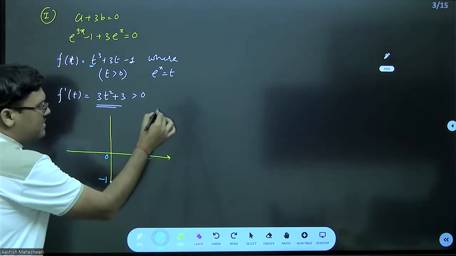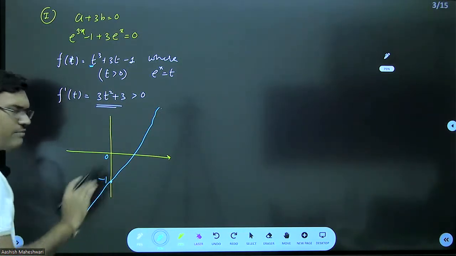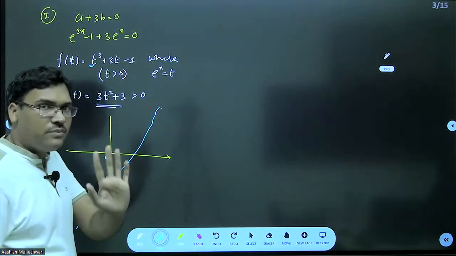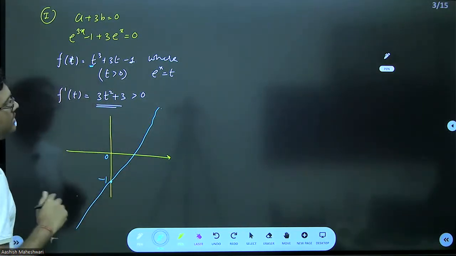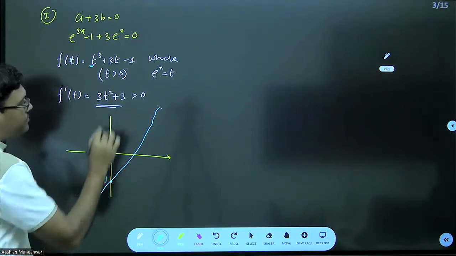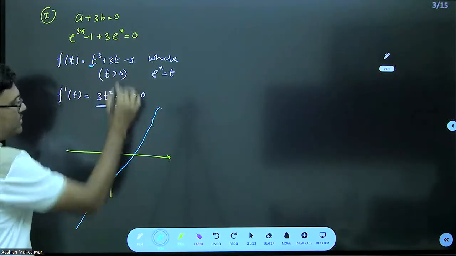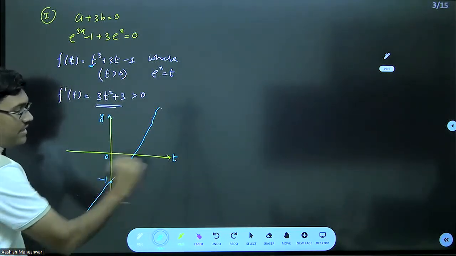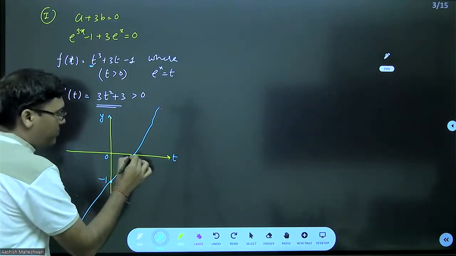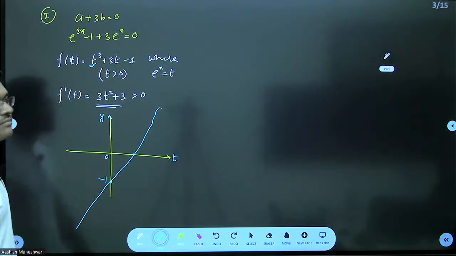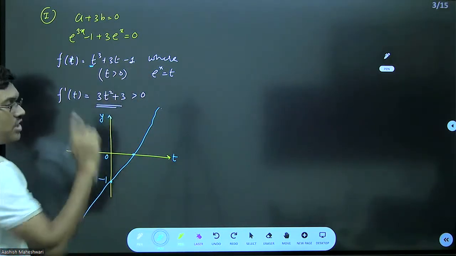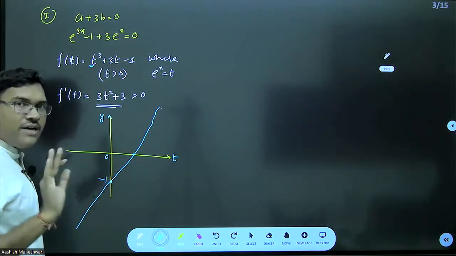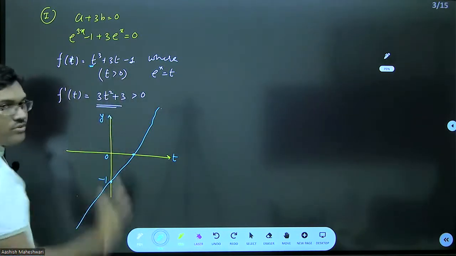So let's say I'll just draw a rough sketch. Let's say the graph looks something like this, okay? Now concavity you can check, but we only care about the roots, right? So you can see here, this is t and this is y. If t is positive, this intersects at one point, meaning this expression is equal to 0 at some positive value, correct? And t has to be positive, correct?